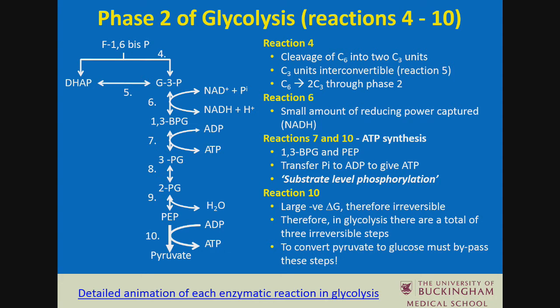So in phase 2, we've got this fructose bisphosphate that early on in phase 2 is going to be broken into 2 3-carbon compounds. And these compounds are also interconvertible. So reaction 4 will produce these, and they can isomerise between the 2 of them. But it's when we get to reaction 6 that we start to see some sort of payback. In reaction 6, we see some production of NADH. So we're starting to get some reducing power. From that initial energy input, we're starting to recoup something. Then when we move on to reactions 7 and 10, this is where we actually get net ATP synthesis.